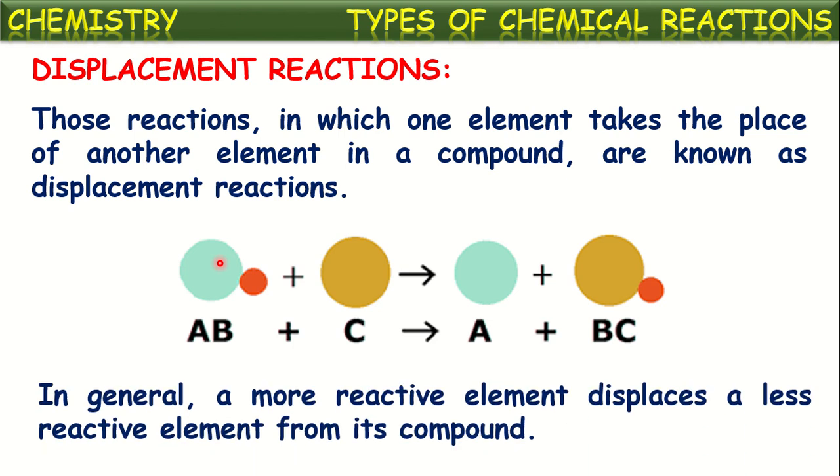Generally, a more reactive element displaces a less reactive element from its compound. See here, from this we can understand here, C is more reactive than A. That is why C replacing A from its compound and forming a new compound here. Okay, this kind of reactions are called displacement reactions. Generally, more reactive elements displace less reactive elements from their compounds and thus they form new compounds.